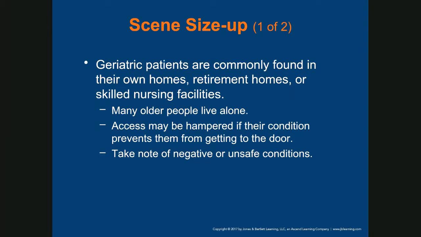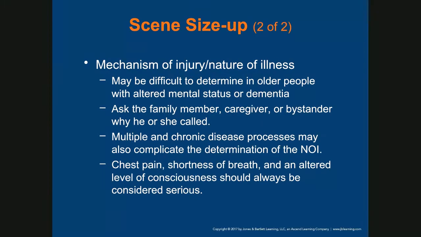Take note of negative or unsafe conditions. But the mechanism of injury or nature of illness may be difficult to determine in older people with altered mental status or dementia. Just remember that if you're not able to determine what is happening with the patient, look at the pupil reaction, look at the blood sugar, look at the pulse ox reading, right? Of course, you have to ask the family members and caregivers or bystanders why he or she called.